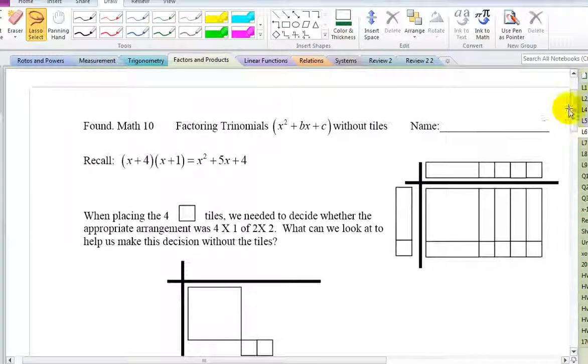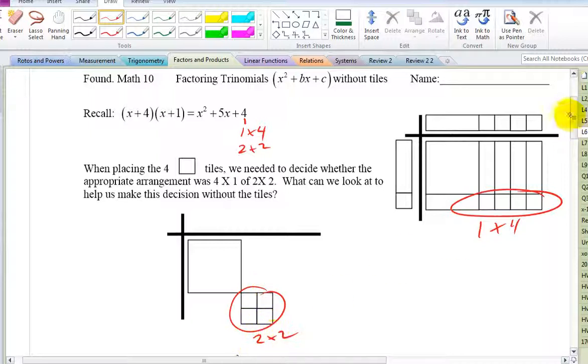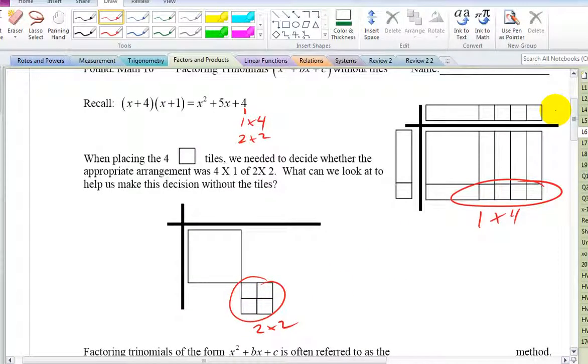So we have our trinomial here, x squared plus 5x plus 4. We have two possible ways of constructing this 4. The 4 could be a 1 by 4 arrangement, which we have right here, or it could be a 2 by 2 arrangement, which we have right here. So that's what we call our arrangements of our tiles.